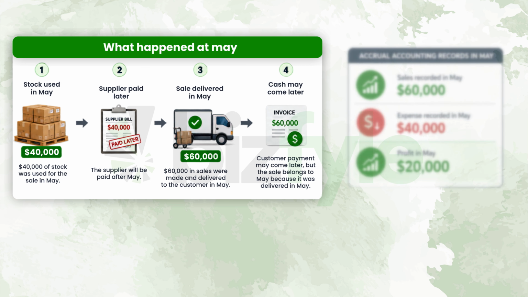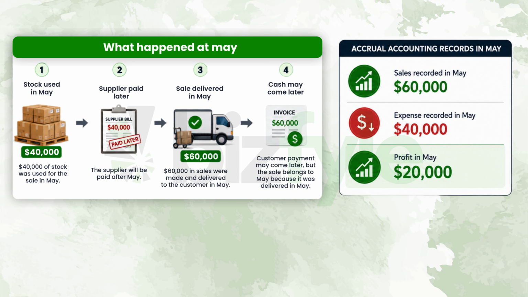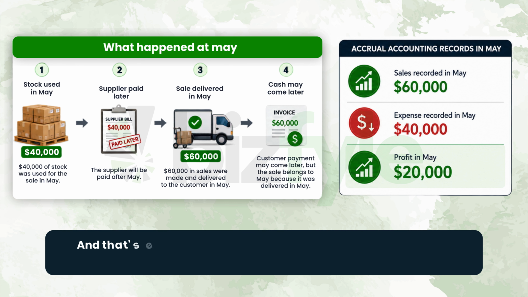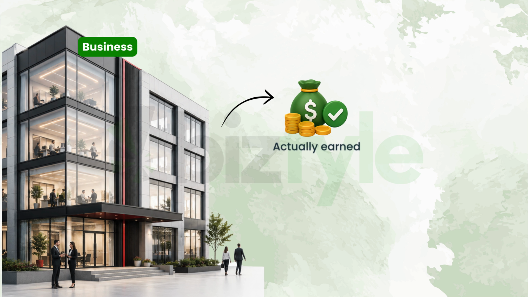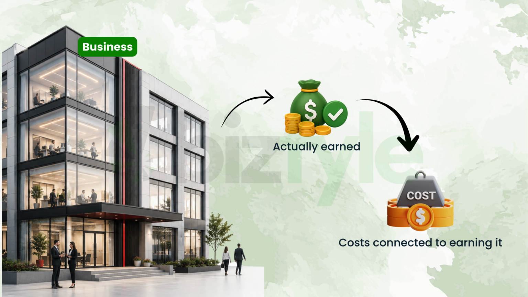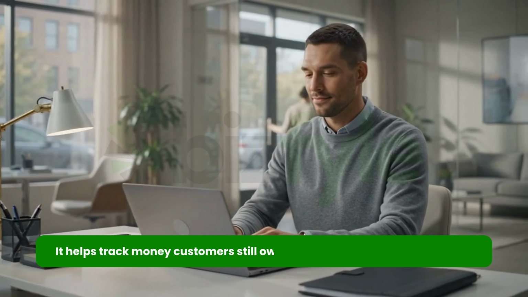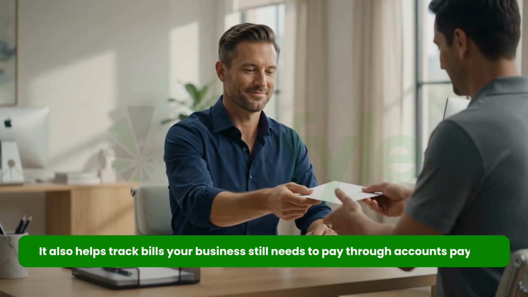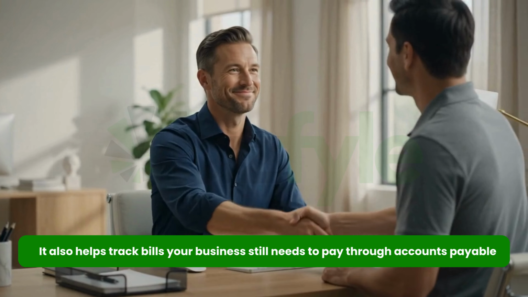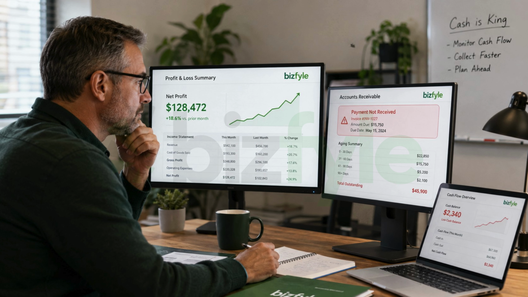Now the picture's clear. May shows a clean $20,000 profit, right when it actually happened. And that's exactly why every large business and most accounting standards require this method. It shows what the business actually earned and the cost connected to earning it in the same period. It also helps track money customers still owe you through accounts receivable and bills your business still needs to pay through accounts payable. But accrual accounting does come with more work.